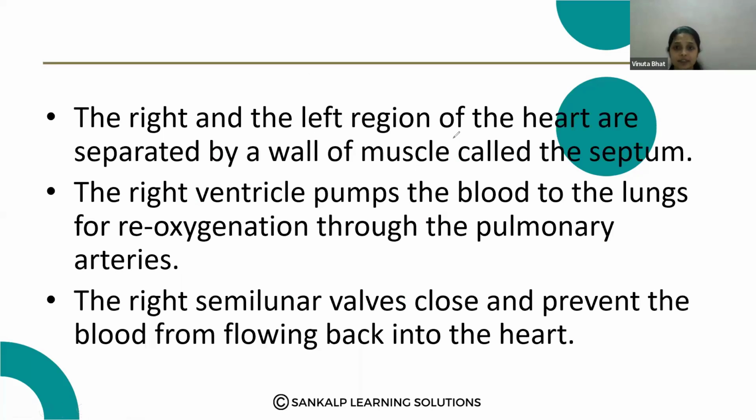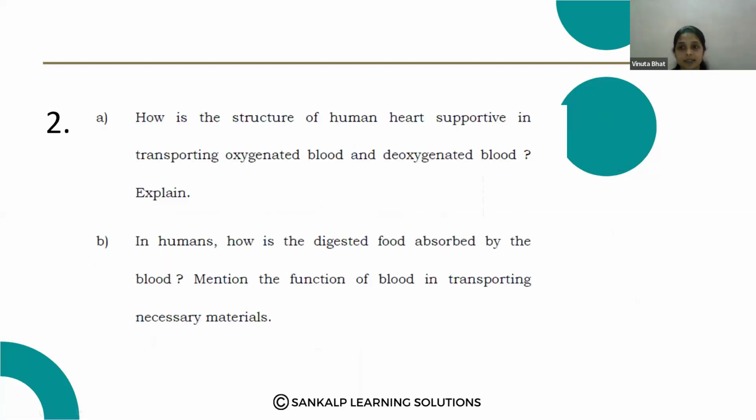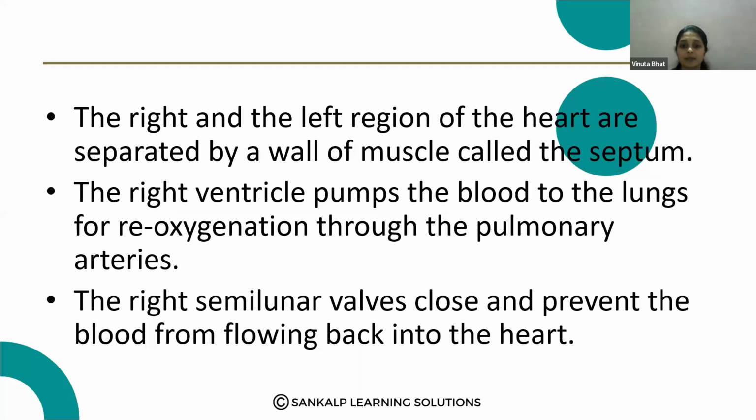The right and the left region of the heart are separated by the walls of the muscle called septum. The right ventricle pumps the blood to the lungs for reoxygenation through the pulmonary arteries. The right semilunar valves close and prevent the blood from flowing back into the heart. So the human heart contains the septum, and there are semilunar valves that prevent the blood from flowing back into the heart.